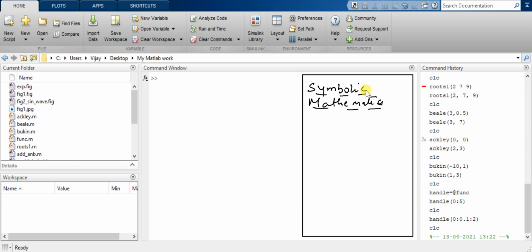The difference between numeric and symbolic computation is illustrated as follows. Since we have used so many mathematical commands in MATLAB and we have checked that the result is in numerical form, now we want to do mathematical operations such as integration and differentiation. In that case, we can use symbolic mathematics. So there are two functions in symbolic mathematics. The first one is SYM, and the second one is SYMS.